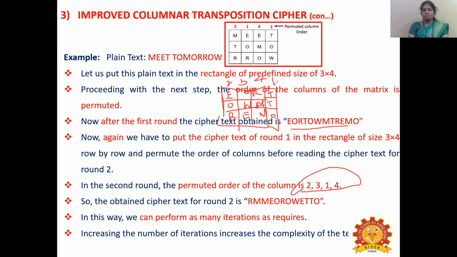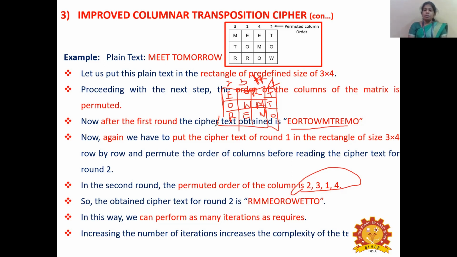So first column is OMM, EOO, OWE, TTO. According to this order, first OMM, then EOO, then the third one is OWE, then at last your fourth one TTO. So you have to write the ciphertext from the plain text according to the new permuted order.